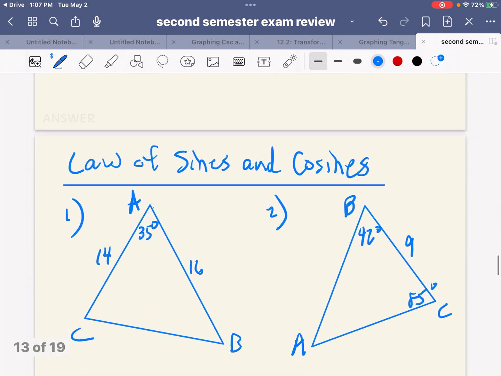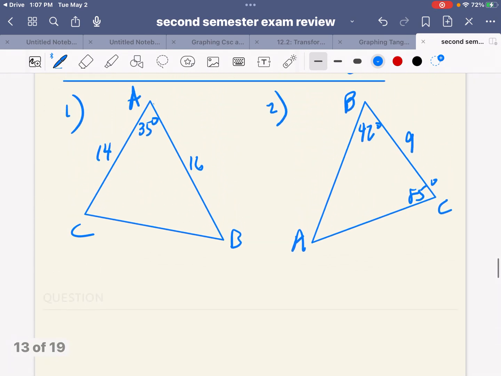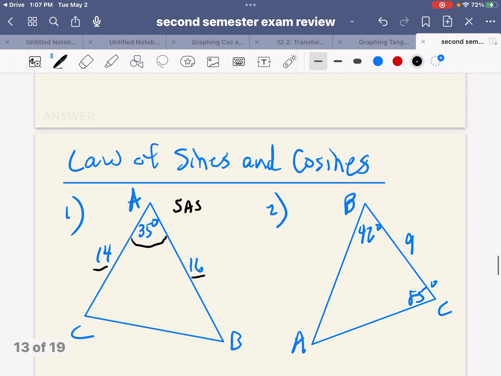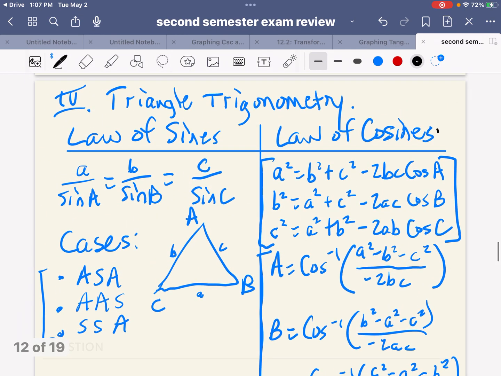So let's see. Now, for these two examples, and we're hoping that that's enough, but you'll get plenty of review problems, let's see what we've got here. In this first example, I'm given 14 is the measure of one side, 16 is the measure of another side, and 35 is the measure of the angle between them. Well, this is referred to as a SAS case. According to this, SAS means that I'm going to be using the law of cosines to find a missing piece.